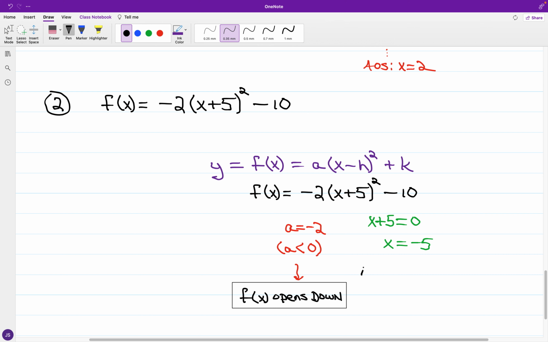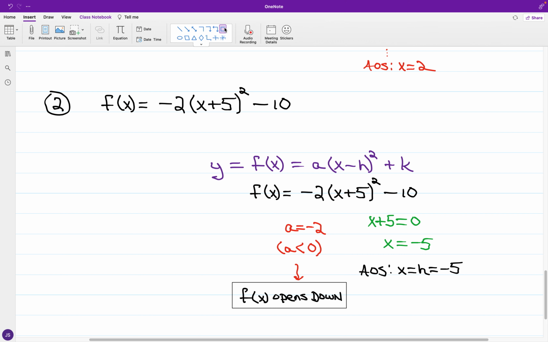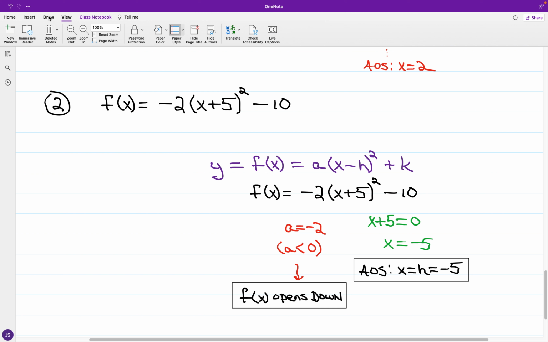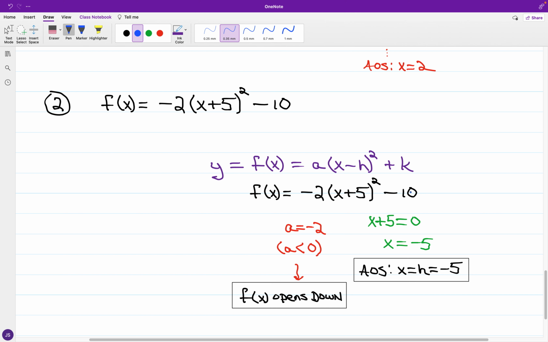So for the axis of symmetry, x is equal to h, so that is going to be at negative 5. And we also have the algorithm has plus k. For the specific function, we have the operation of subtraction, and subtraction is the addition of a negative. For what I have here, the k value lands at negative 10.